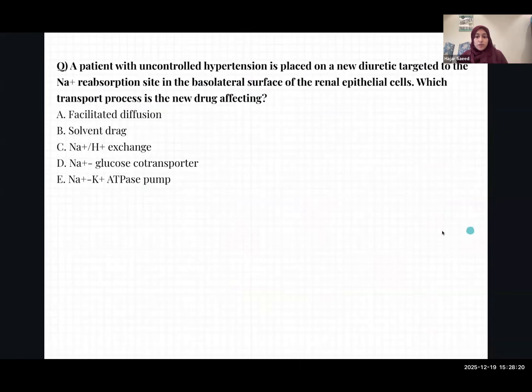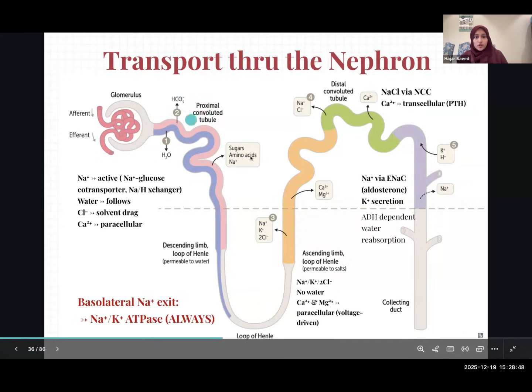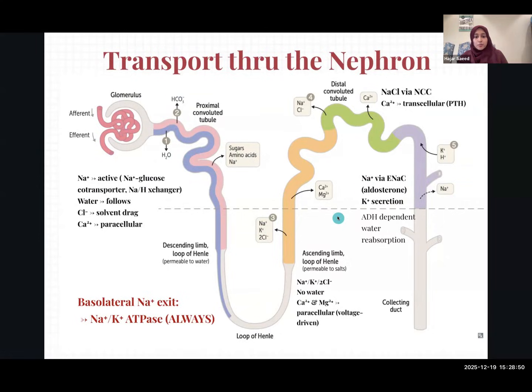Sodium hydrogen exchange is where we mentioned it. Which part of the nephron? Proximal tubule, perfect. Solvent drag is where? Proximal tubule again. And sodium glucose co-transport is also proximal tubule. Facilitated diffusion is everywhere. Okay. Again, I really recommend going over this and covering it and then just drawing all the things that you need to remember. It's really good for remembering.